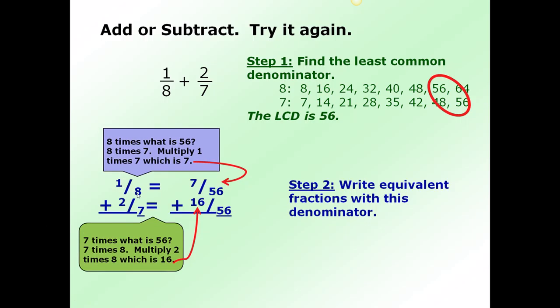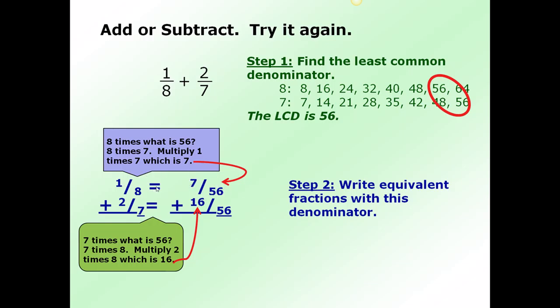1/8, and the 8 needs to have a denominator now of 56. So I ask myself, 8 times what is 56? Well, 8 times 7. So I have to do that here. 1 times 7 is 7. So that's my new equivalent fraction. That's why there's an equal sign.